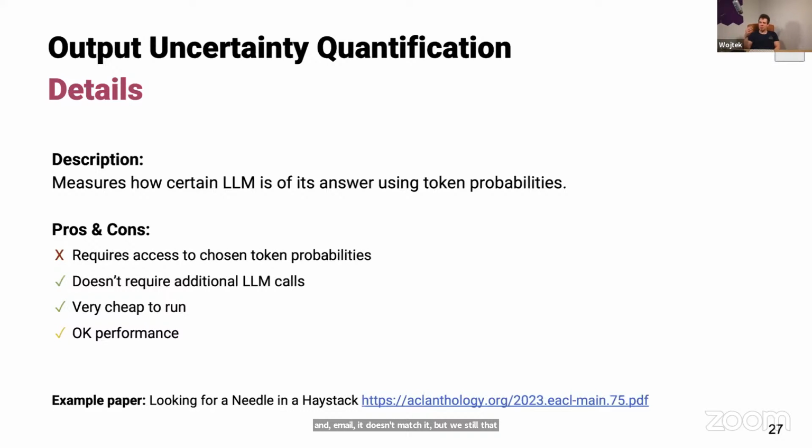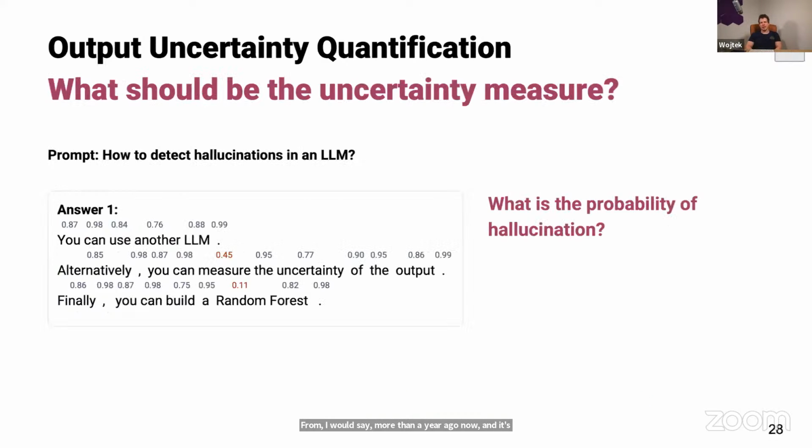And an example paper here, which is kind of a baseline paper, I would say, is called "Looking for a Needle in a Haystack", from, I think, more than a year ago now. It's also available, and as always, you can view it later. Now, let's talk about the details of the actual algorithm. The first question is, what should be the uncertainty measure? So we get all these numbers, one probability for every token, and how do we use it?